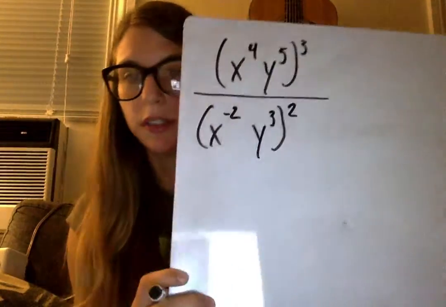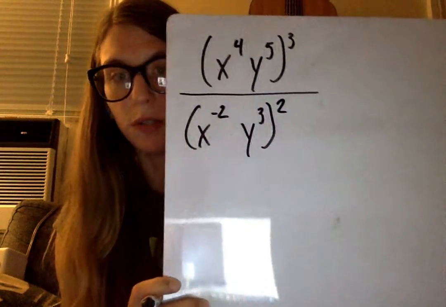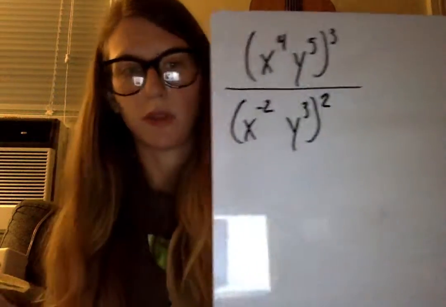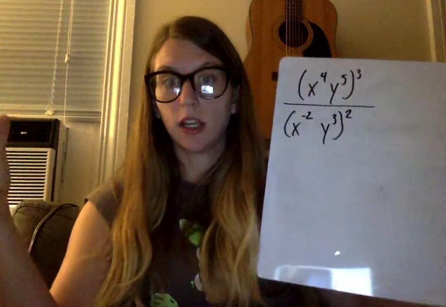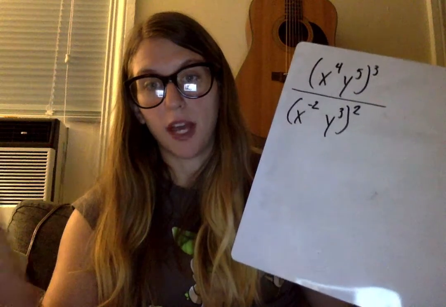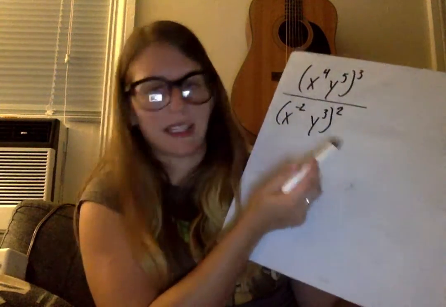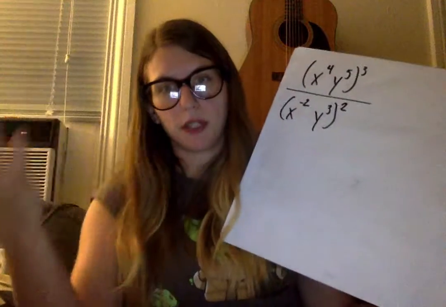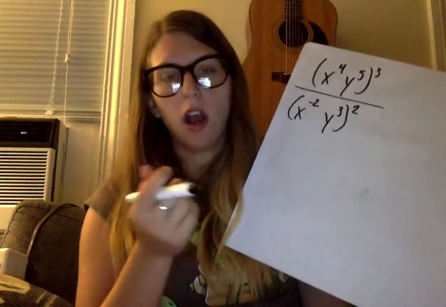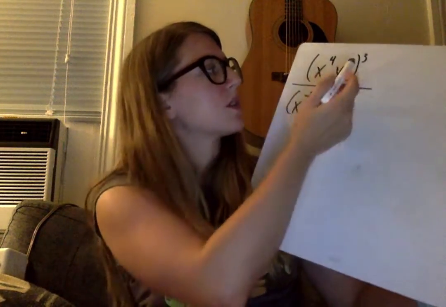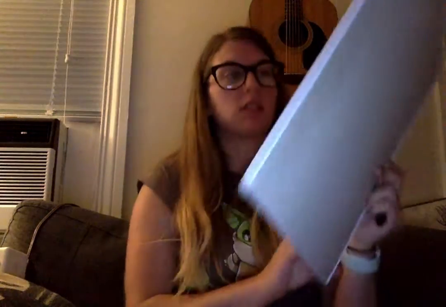This looks like junk. First thing you need to do is deal with the power to a power. Because if you think about PEMDAS, P, parentheses, and then it's E, exponents. So these, yes, they have parentheses, but the purpose of the parentheses is the exponent. So do your exponents first. I'm going to rewrite the top and the bottom. X to the 12th, y to the 15th, over x to the negative 4th, y to the 6th.